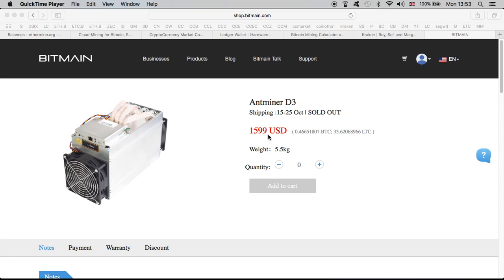Originally when this machine came out, it cost $2,700, I think. Now it's listed at $1,600. That's a big difference. I'm not quite sure as to why, possibly because of the difficulty. By the time people buy from the new batch, the difficulty will be much higher, so maybe they're reducing the price so it makes it fair. No idea why, but at least for now we can clearly see the price is much lower than what it was.